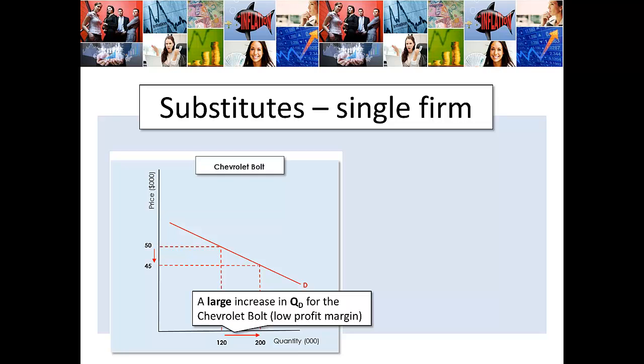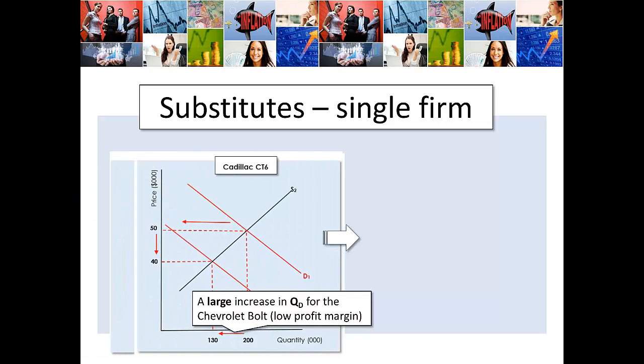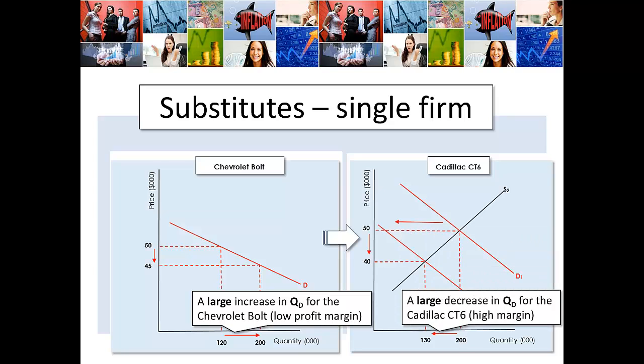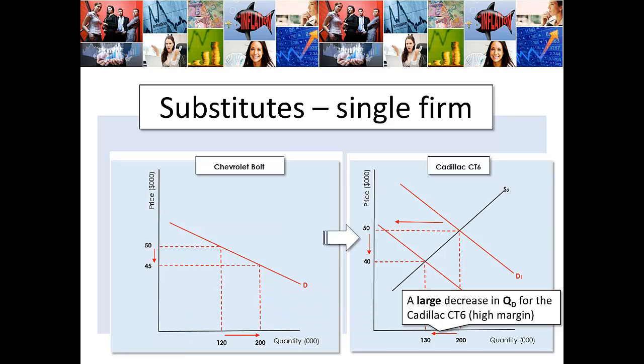So a price decrease for the Chevy Bolt, a large increase in quantity demanded for that car, could result in a large decrease in quantity demanded for the substitute product, the Cadillac CT6. And if the Cadillac CT6 is a high margin good, then that decrease in demand is going to hurt the firm's profit margins. They're selling more of the low profit margin Chevy Bolt and now less of the high profit margin Cadillac CT6.